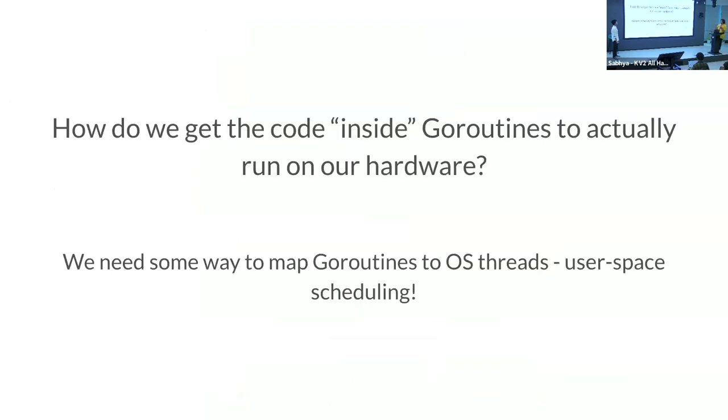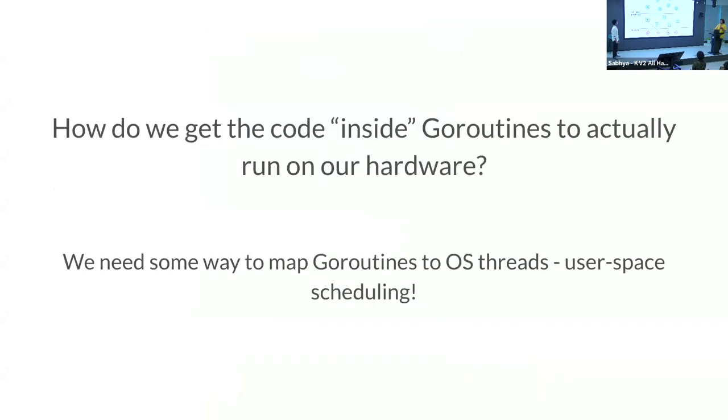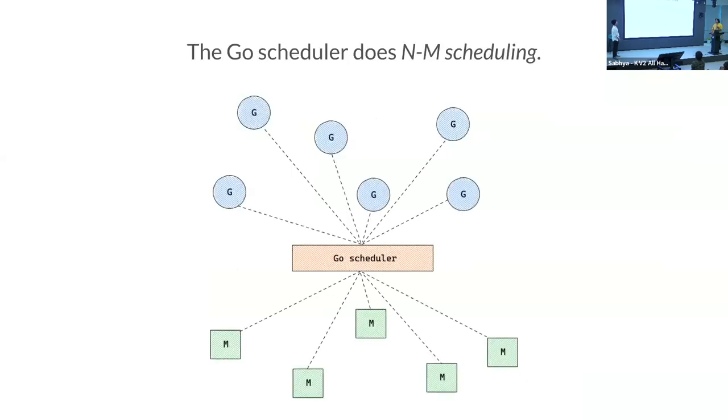And now we need to figure out the upper part of the picture. How do we get the goroutines that are in the user space to actually run our code? So how do we do that? We need some way to map goroutines to operating system threads. And this is what is known as user space scheduling. So skipping ahead a few approaches that could have been taken but weren't, Go uses something called M:N scheduling, which is where you have multiple goroutines in the user space and the Go scheduler schedules them onto multiple threads in the kernel space.